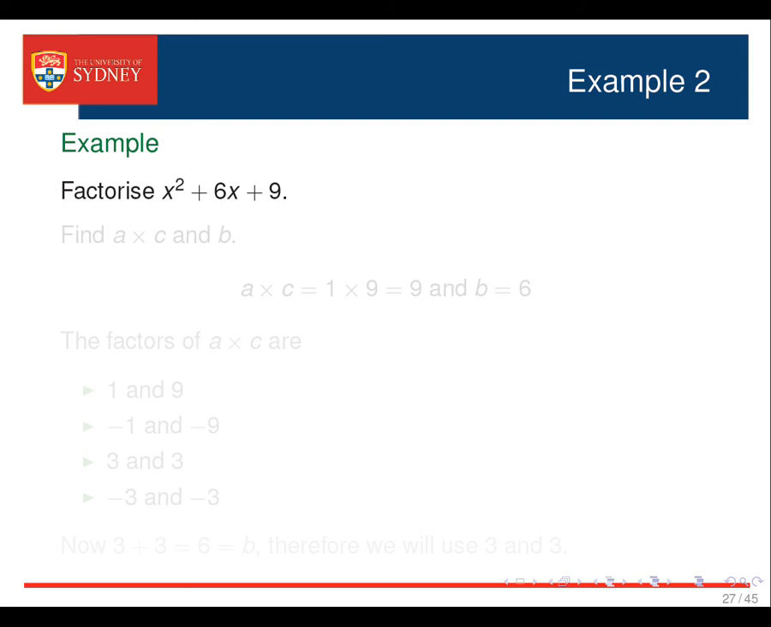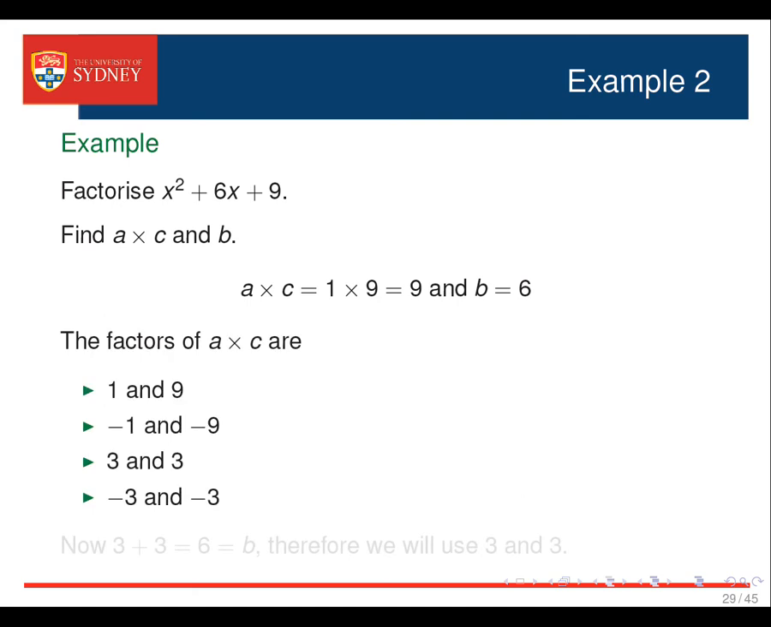We'll factorize x squared plus 6x plus 9. First, find a times c and b, which are 9 and 6 respectively. The factors of 9 are 1 and 9, minus 1 and minus 9, 3 and 3, minus 3 and minus 3. Now, out of these factors, 3 and 3 add up to b, therefore we'll be using 3 and 3.